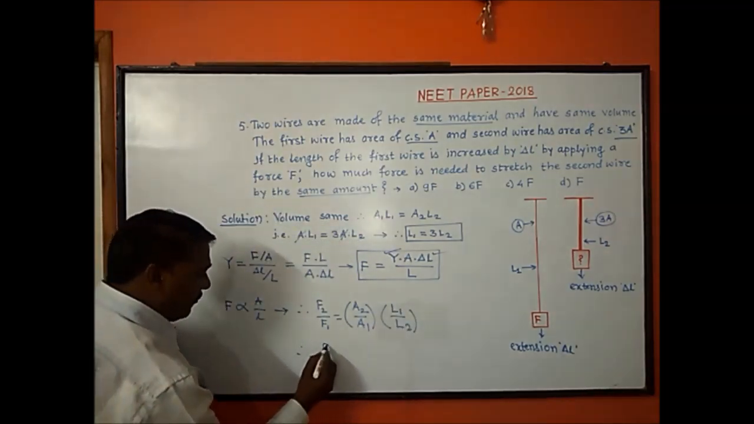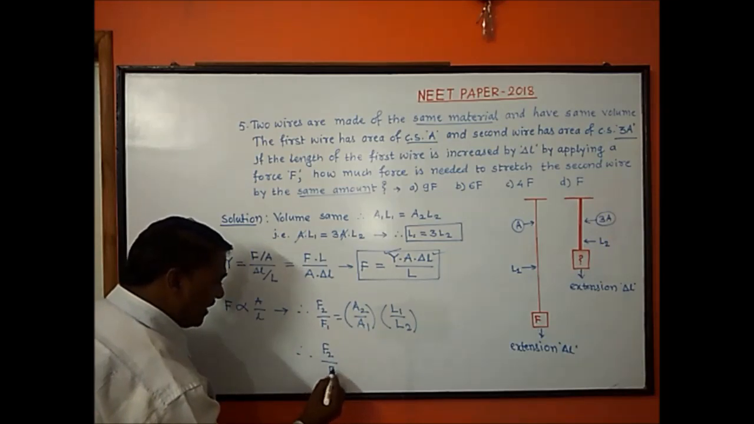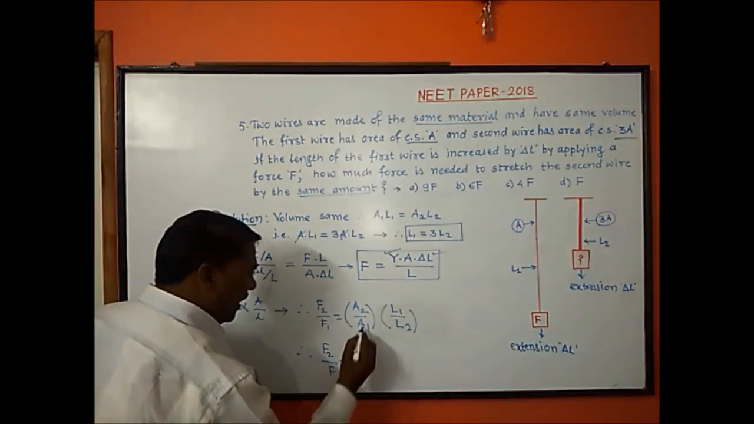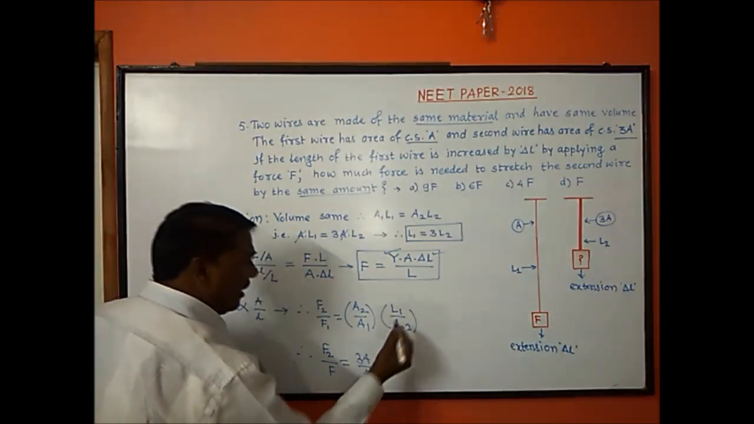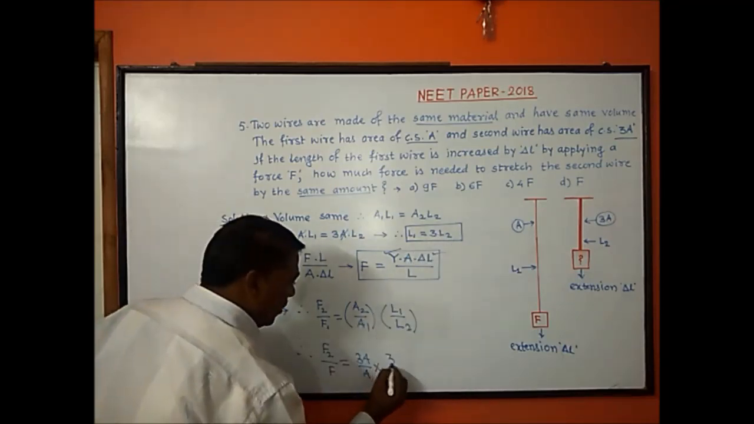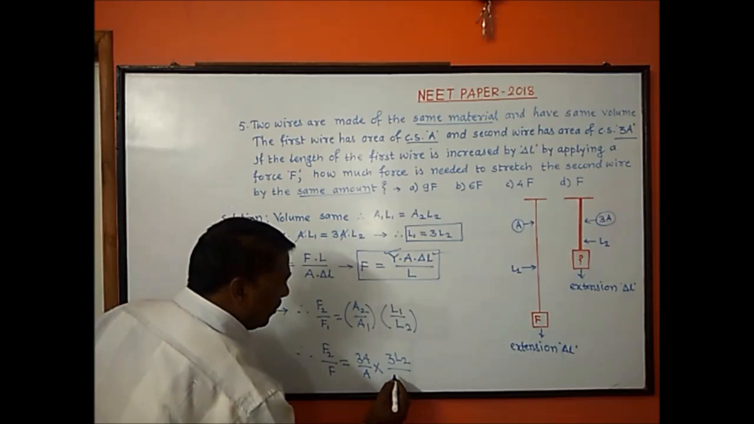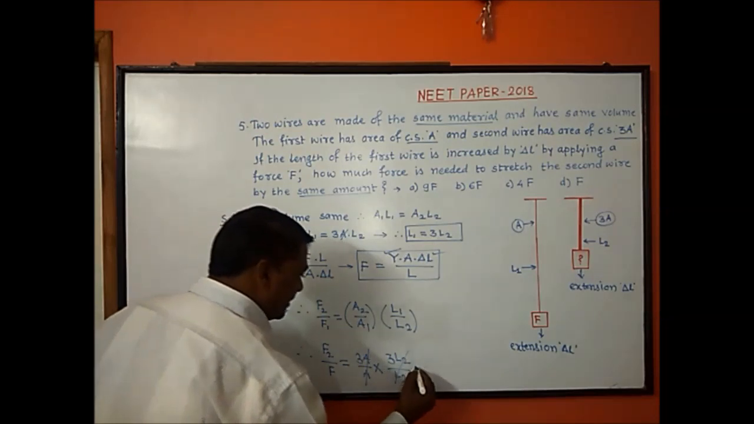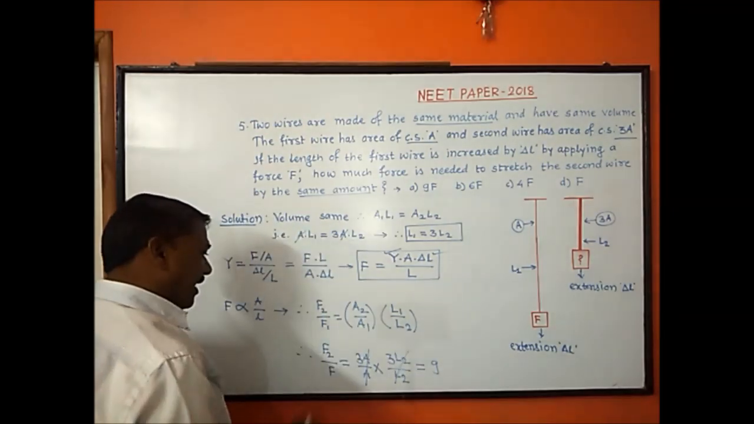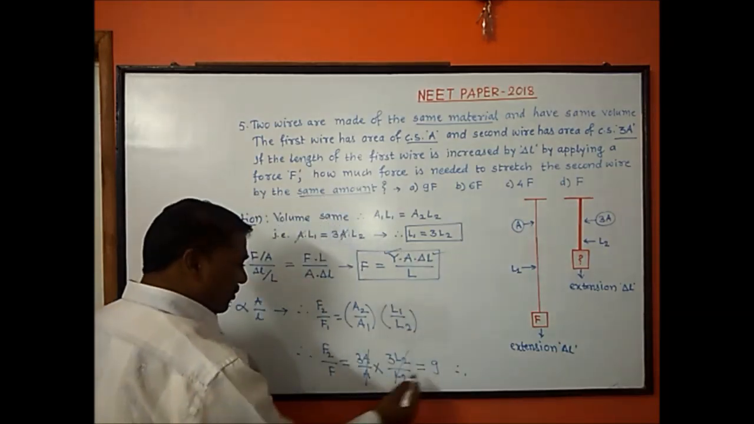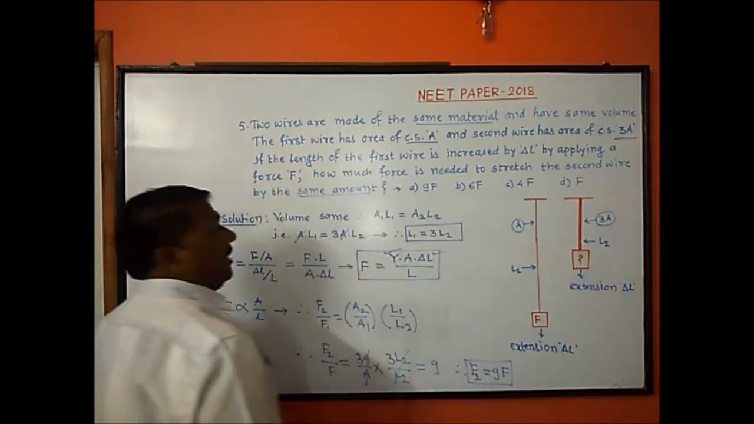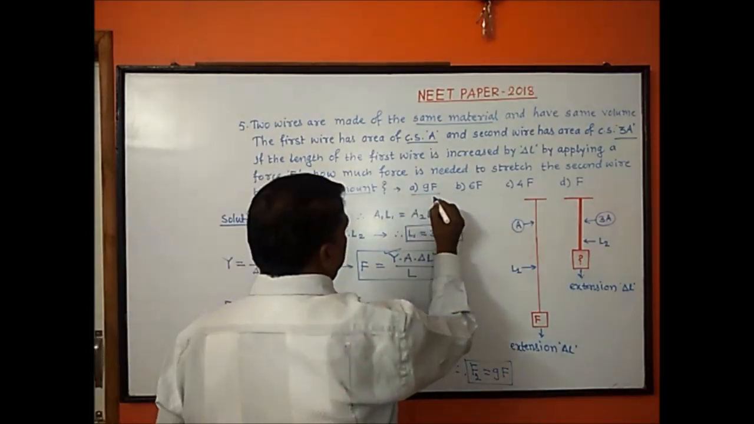So F2 upon F1 is given as the area of cross section A2, that is 3A, upon the area of cross section A1, that is A, multiplied by L1, which we have obtained as 3L2, upon L2 as it is. So here A gets cancelled, L2 gets cancelled, the answer is 9, and therefore F2 upon F is equal to 9, so F2 is equal to 9F. Hence the option is A, 9F.